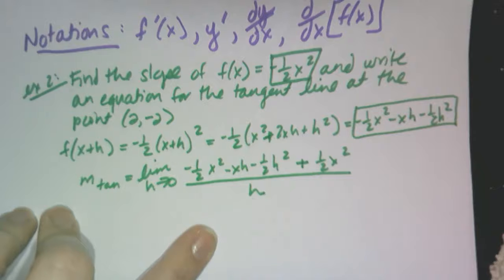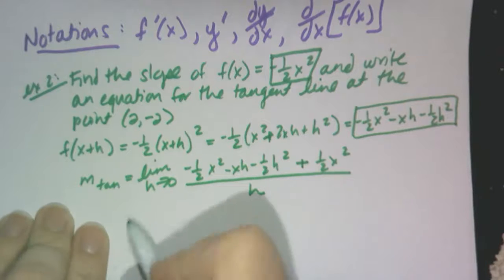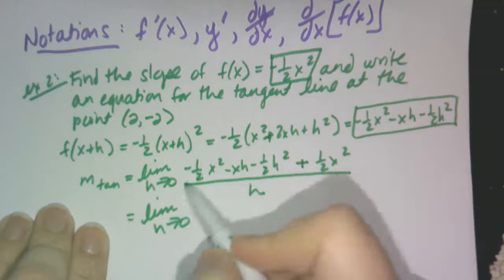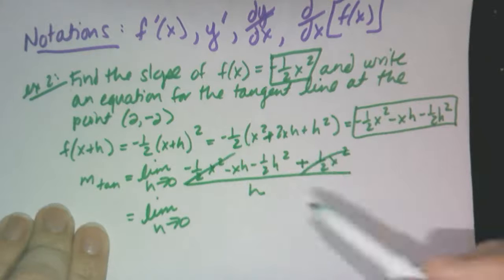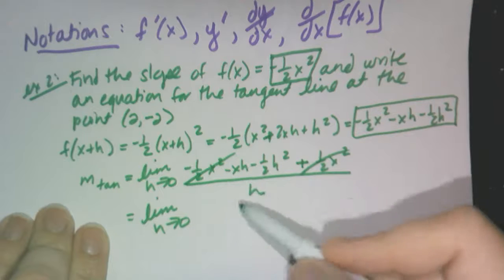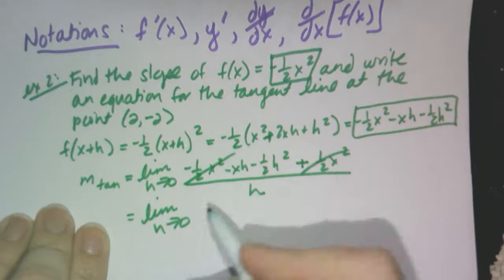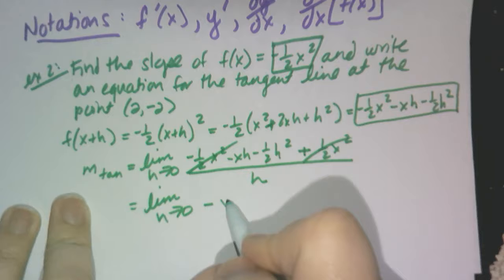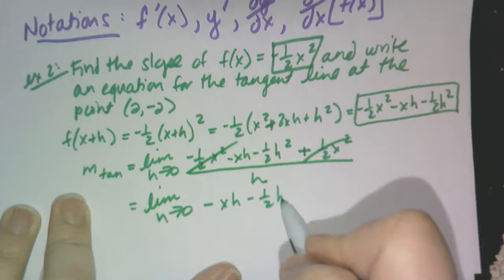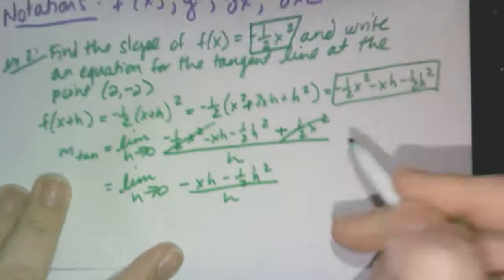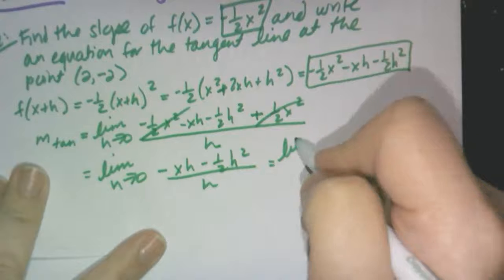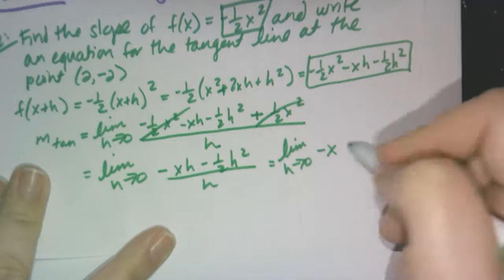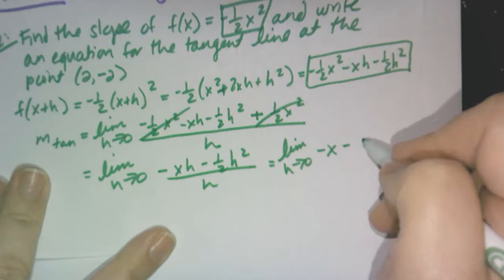Before you do any plugging in, cancel, clean up. Clean this up as much as you can. Clean, clean, clean. Okay? So clean this all up for me. Let's see. These go away. Agreed? Can I not take an h out of everything? I can. So what would I have left then? Negative x minus 1/2 h. For those who didn't see that, let me just show you what I'm doing. Limit as h approaches 0 of negative x minus 1/2 h.